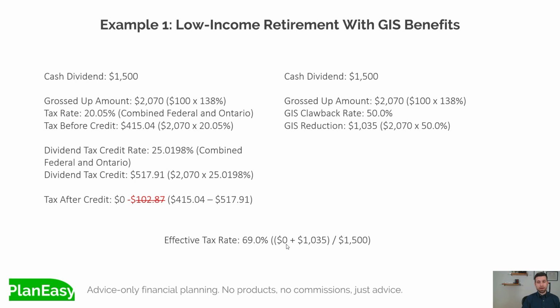So even though there's not a lot of income tax effect, there's a big effect on the GIS benefit. So we're losing $1,000 or more in GIS benefits on that $1,500 of eligible Canadian dividend income. This leads to an effective tax rate of 69% and makes this sort of income very unattractive if you're in a lower income situation receiving GIS benefits.